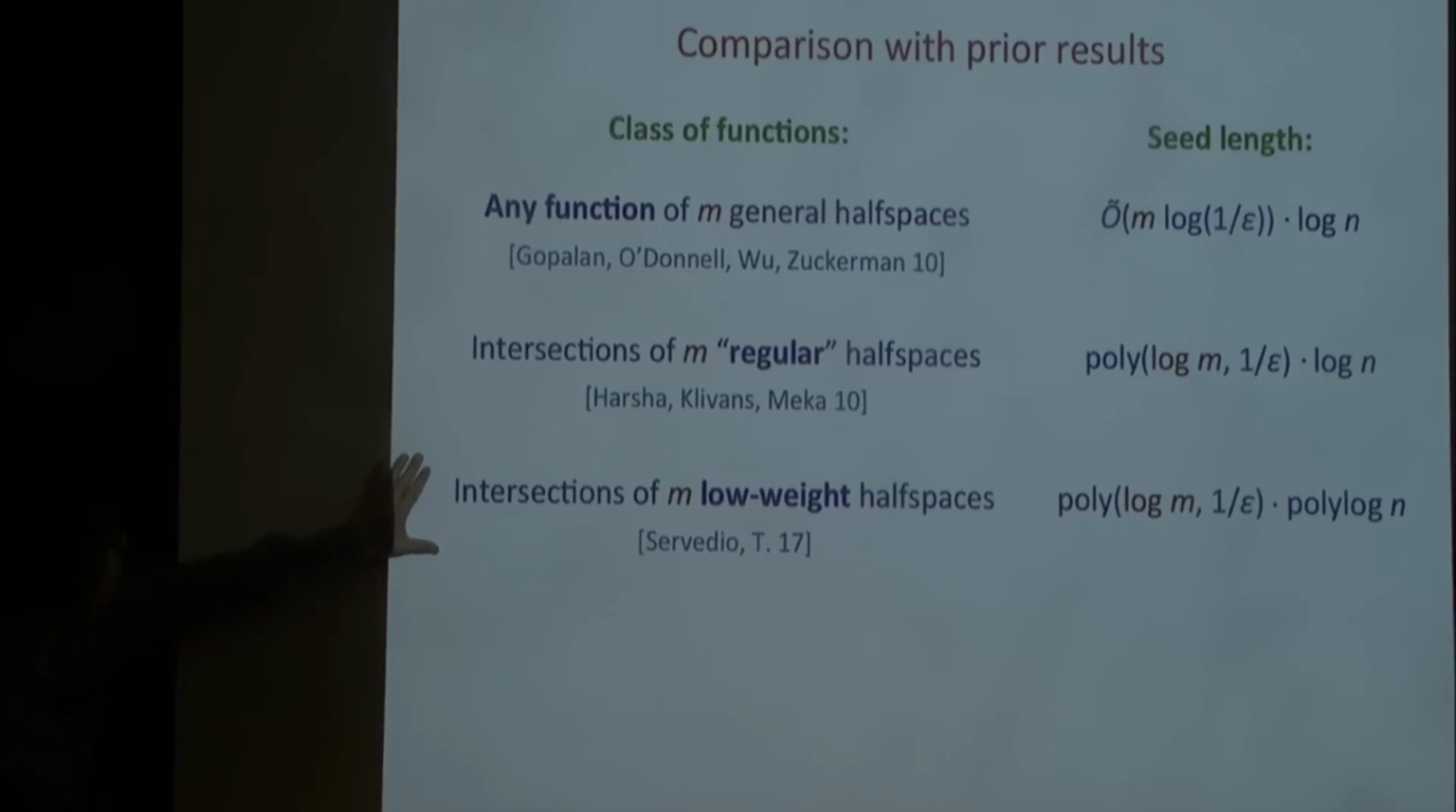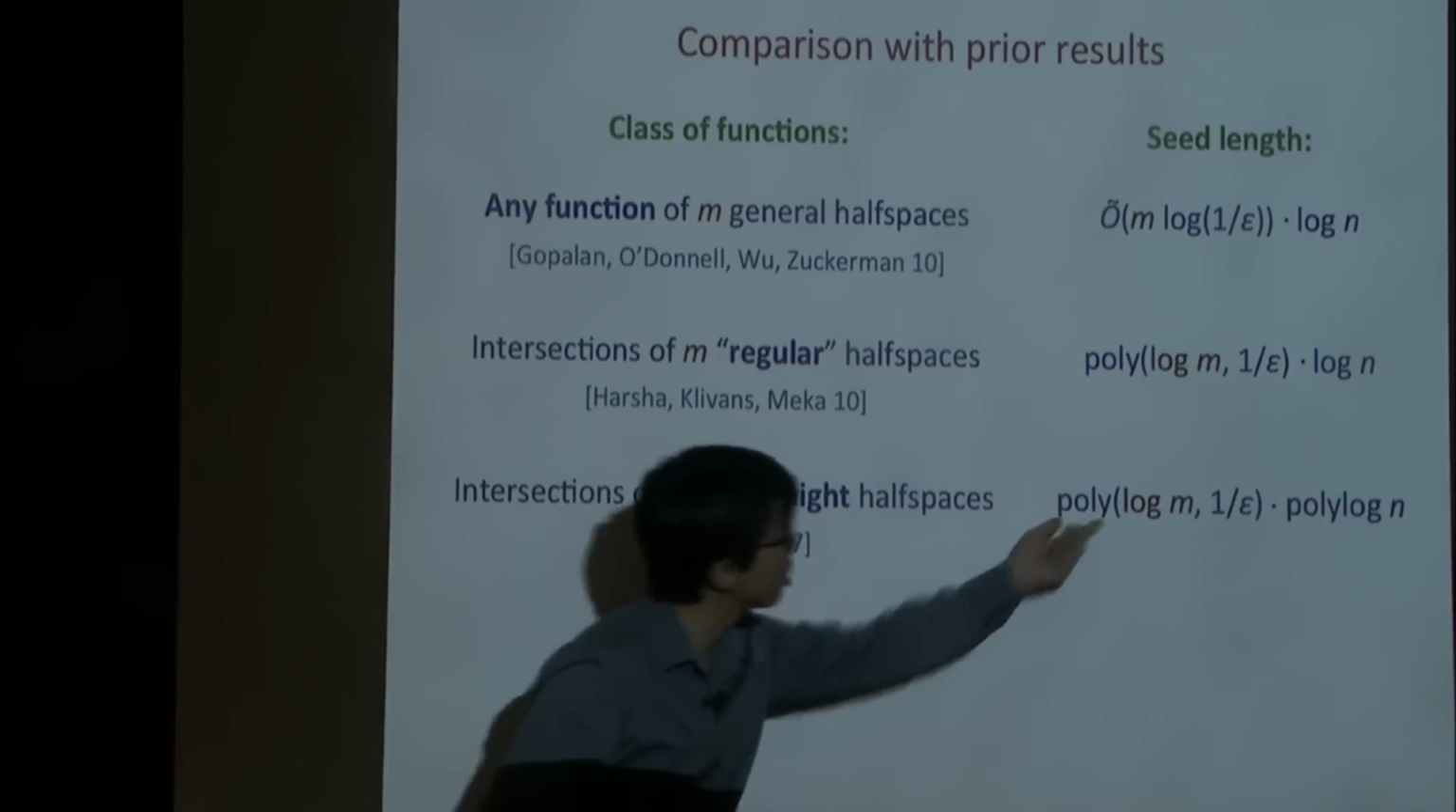And then in a recent work with Rocco, we fooled a different class of functions, so-called intersections of low-weight half spaces. Another special class of half spaces. This result is less important for this talk. I'm not going to go into too much detail, but roughly speaking, the weight of a half space is, if you wrote all the weights as integers, the sum of magnitudes of the weights.